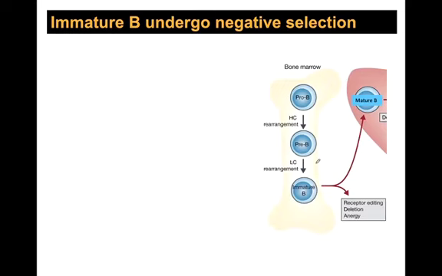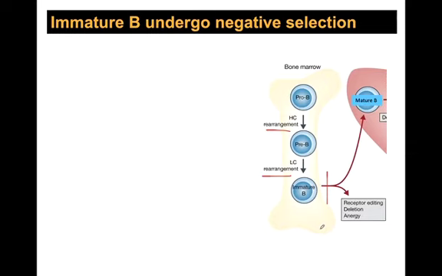And so what's happening is you go from pro-B to pre-B to immature B, and you have heavy chain rearrangement to get in the pro-B stage, light chain rearrangement in the pre-B stage. You get to an immature B cell, and now you have to test. Before that B cell can leave the bone marrow, you test if it's going to recognize any self-antigens.